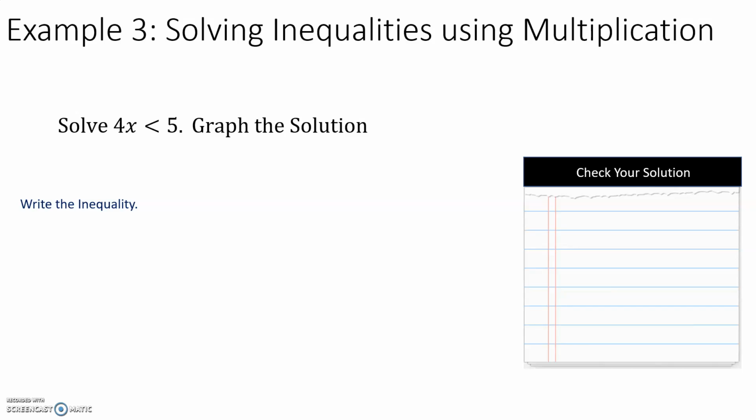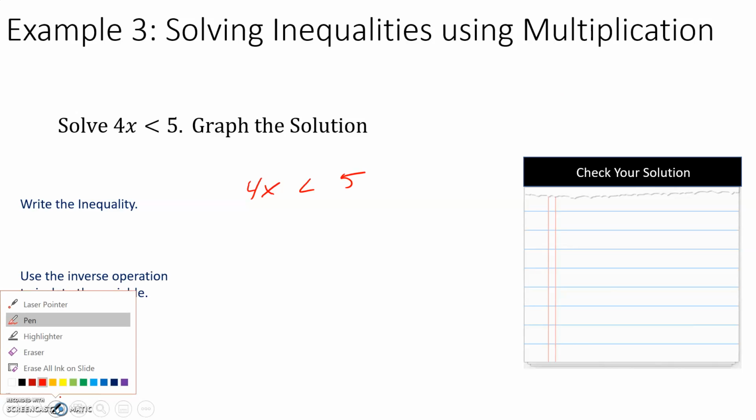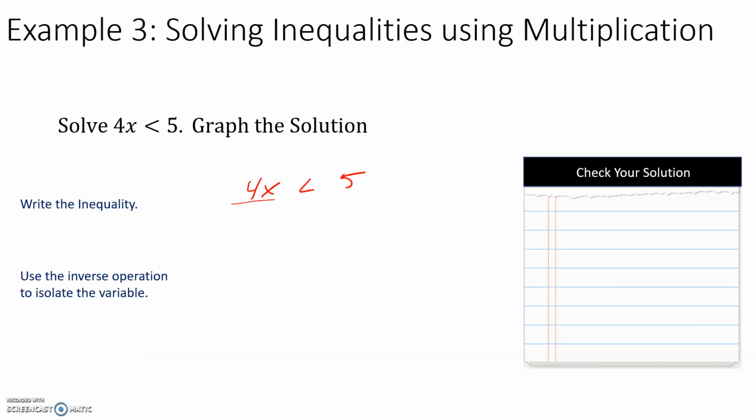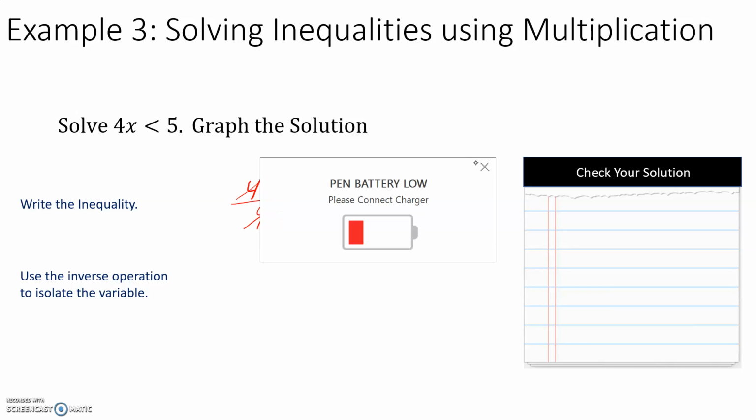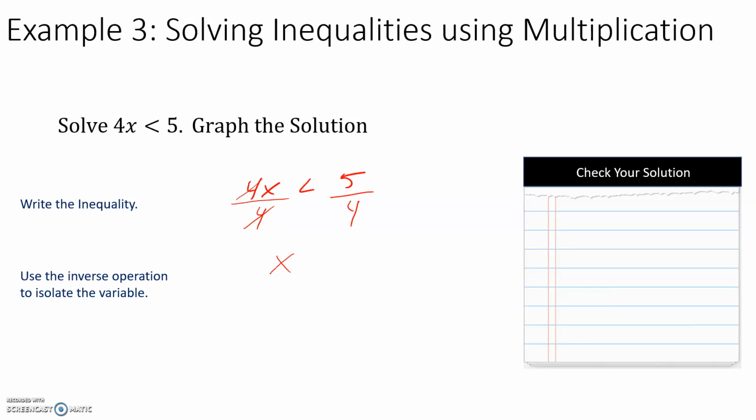So write the inequality, and I have 4x less than 5. All right, use the inverse operation to isolate the variable, and then I'm left with x is less than 5/4, but that's actually an improper fraction, and I don't like those. So let's convert that into a mixed number.